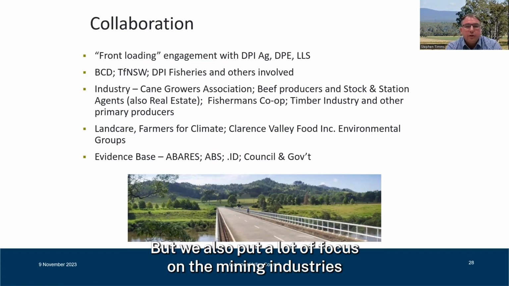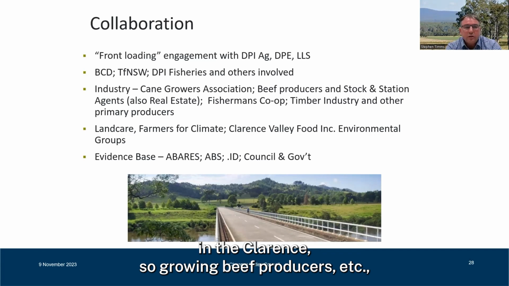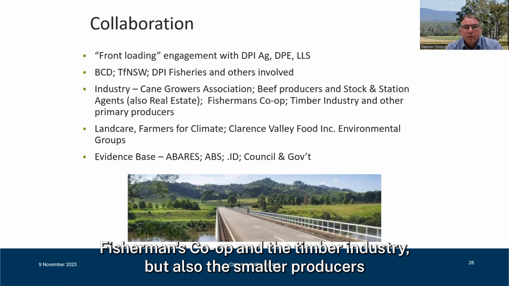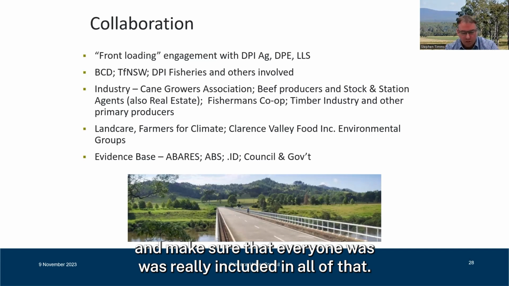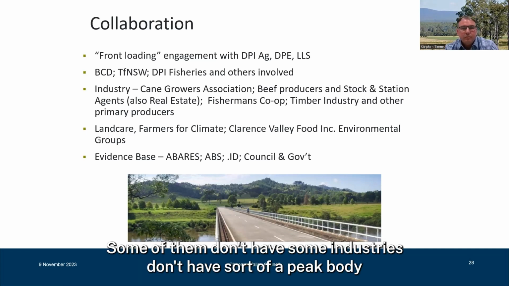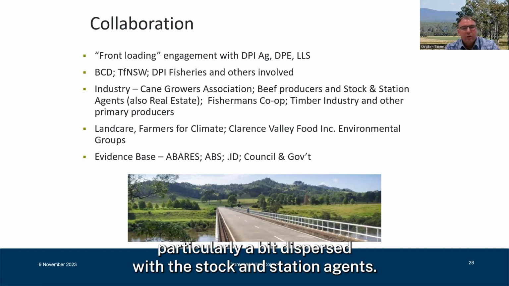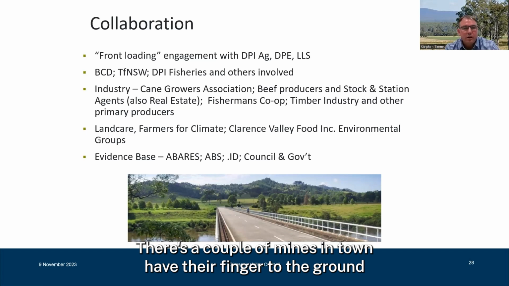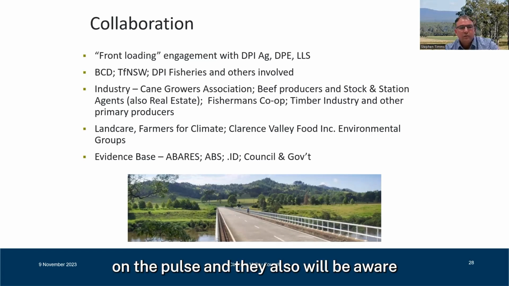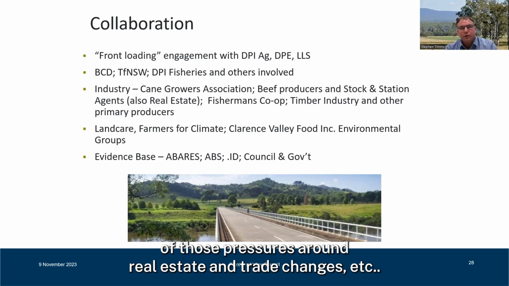But we also put a lot of focus on the main industries in the Clarence, so cane growing, beef producers, et cetera, fishermen, carp and the timber industry, but also on those smaller producers, and made sure that everyone was really included in all of that. Some industries don't have a peak body or key representative within your region. So the beef producers particularly are a bit dispersed, but the stock and station agents, there's a couple of those in town that have their finger on the pulse, and they also are fully aware of those pressures around real estate and tree changes, etc.